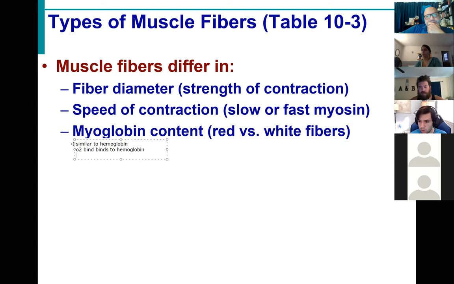It gets taken out to the rest of the body. True, but you guys are overthinking this. What's the difference between, if I had a bucket here of oxygenated blood and deoxygenated blood, what would be the difference between them?